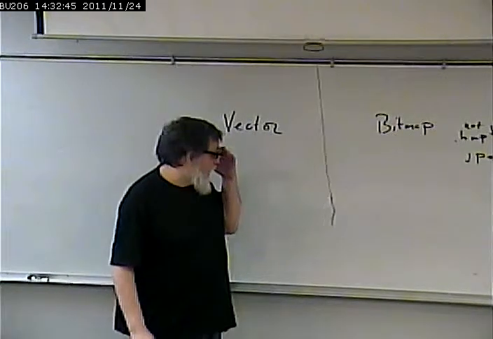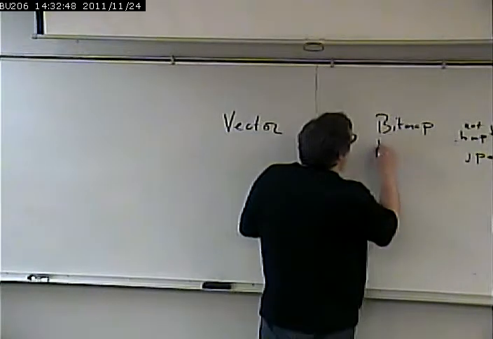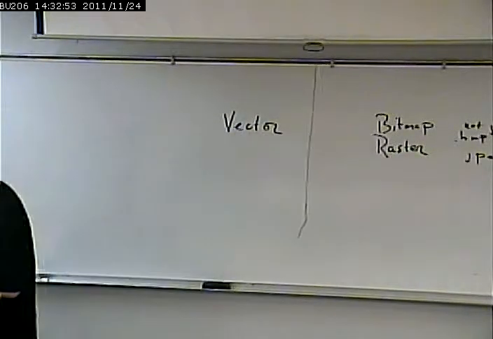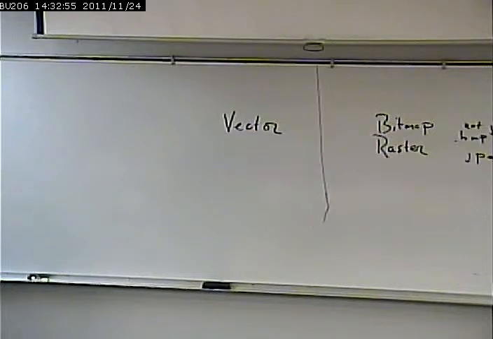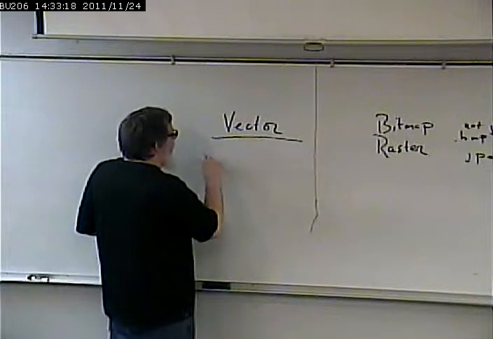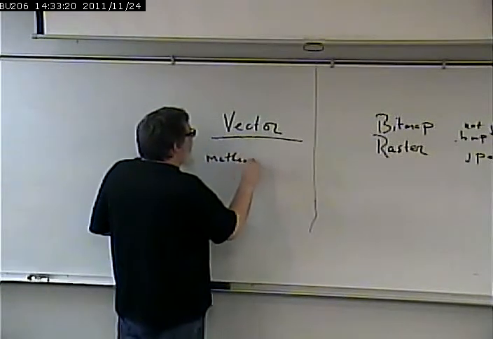All right? Sometimes these images are called raster images. All right? What's the difference between the two? The difference between the two is the manner in which the information about the image is stored. And that difference yields many implications. With a vector image, mathematical expressions are stored.